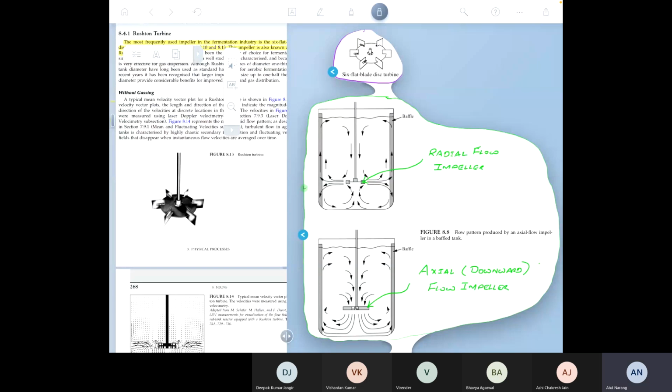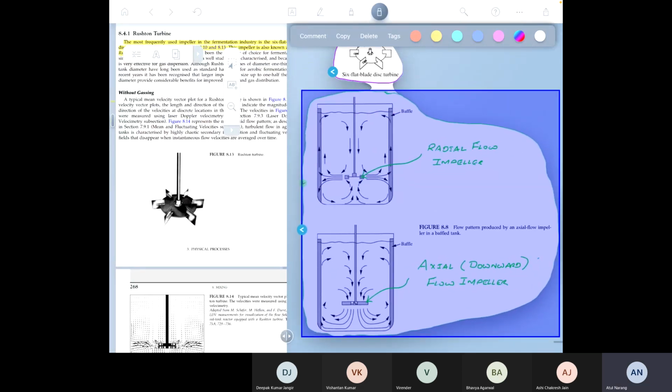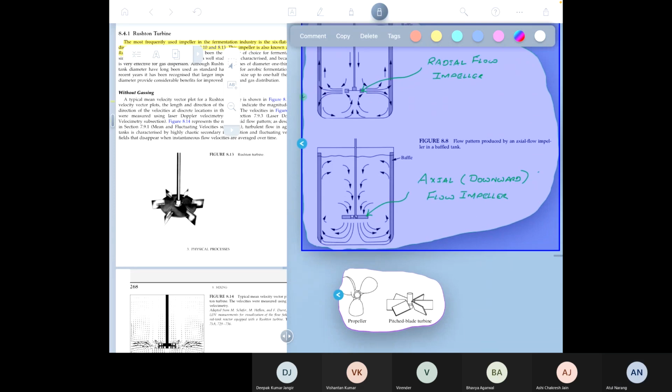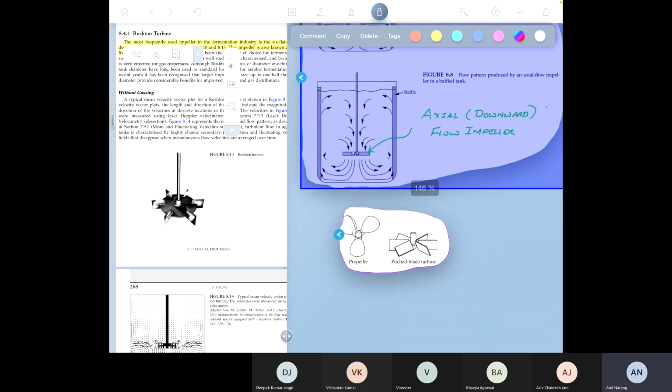In contrast to these radial flow impellers, you get what is called an axial or a downward flow.